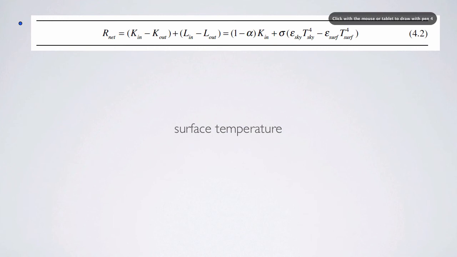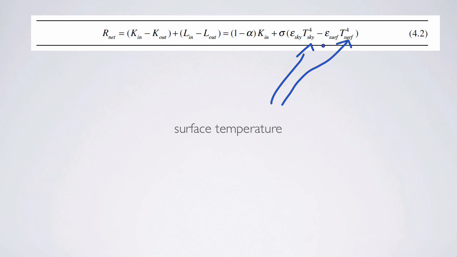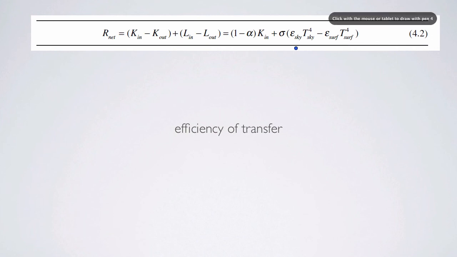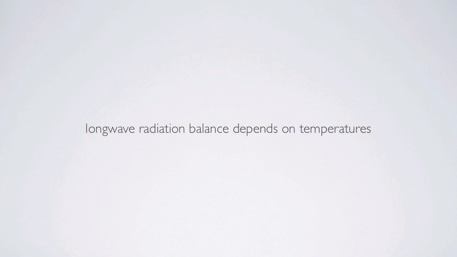So in this case, the longwave radiation balance is going to depend in part on the temperature of the sky and temperature of the surface, which gets modified by the emissivities, which is an efficiency of transfer. And that efficiency of transfer modifies the movement of longwave radiation between the surface and the sky. As it turns out, most of the absorbed radiation is emitted, and those emissivities are close to 98%. So in that case, longwave radiation balance depends on the differences in temperatures.